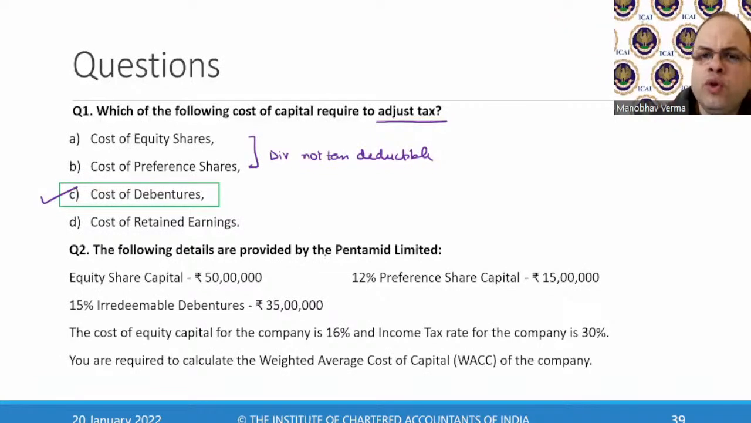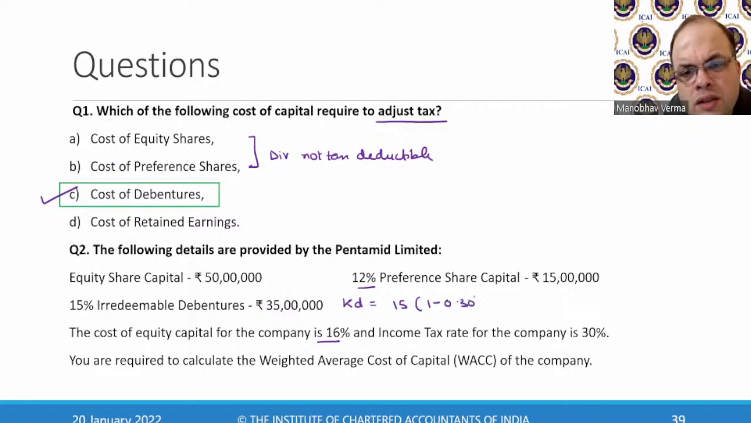So in question number 2, we have been given a 12% KP. KE is also given to us. And I think KD is also given to us, but be a little bit careful. For the KD, you need to do 1 minus tax. So that's 10.5. You have to just apply weights.